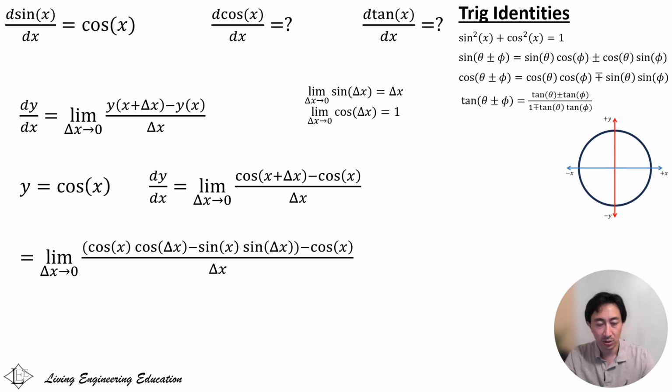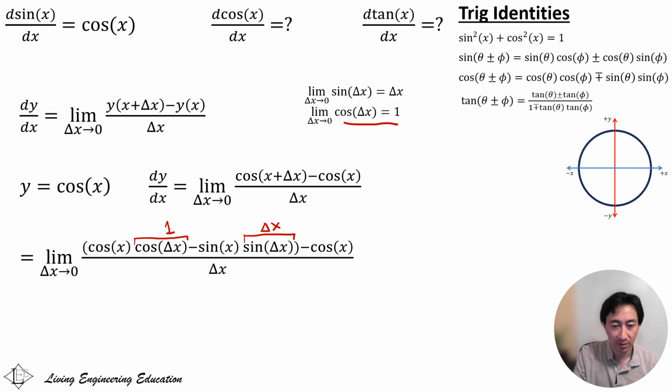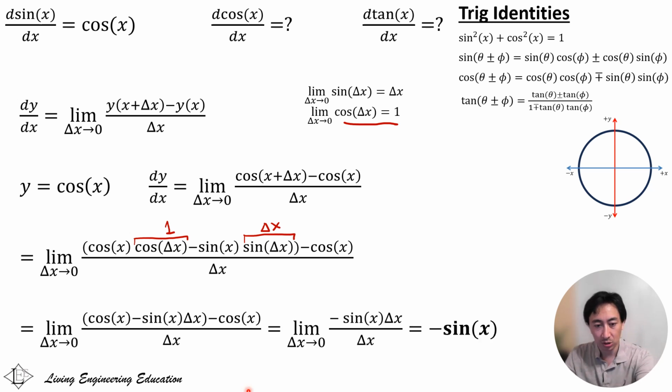So we're just swapping the thetas for x and the phis for delta x. All right, now we can use the relationship between cosine delta x, as we see right here. This will just be 1. And sine delta x, this will be my delta x term. Okay, so cosine x times 1 is cosine x. Sine x times delta x is sine x times delta x, right? That's that term, minus cosine x. So these cosine x terms will cancel. And I'm left with minus sine x delta x divided by delta x. And then these terms will cancel. And I'm left with negative sine x.